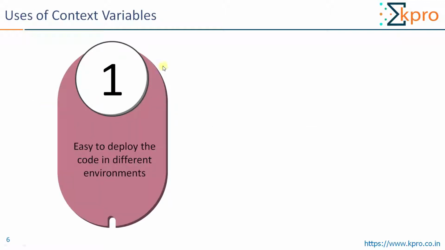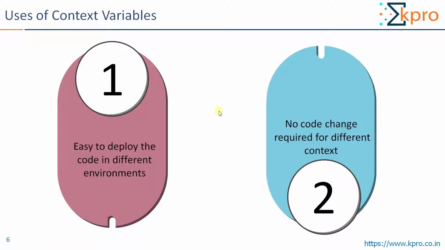Uses of the context variable. By using the context variable, it is easy to deploy the code in different environments, like migrating the code from development to QA without any change, by just passing the QA details. No code change is required for different contexts. Suppose you want to run the same job in two different contexts, you just have to pass the context variables without changing any code.